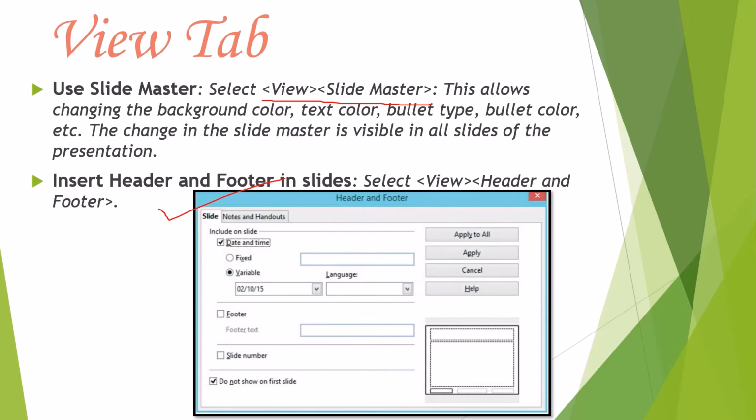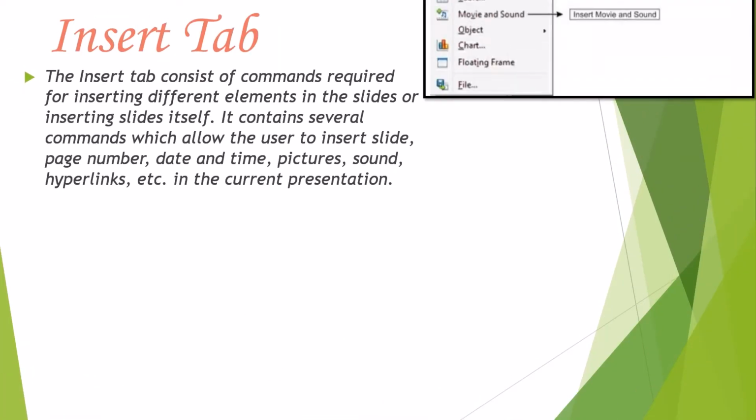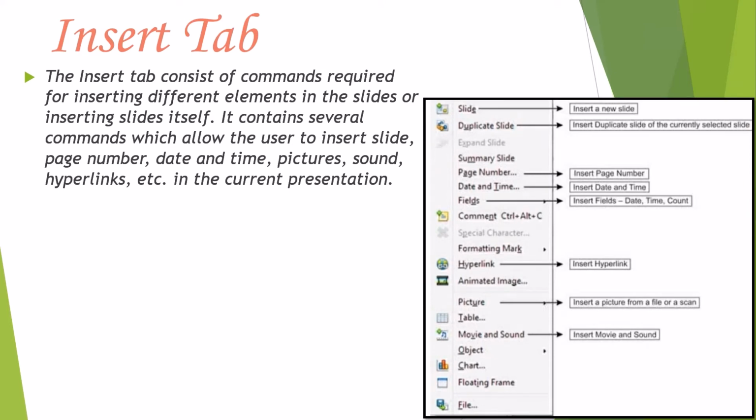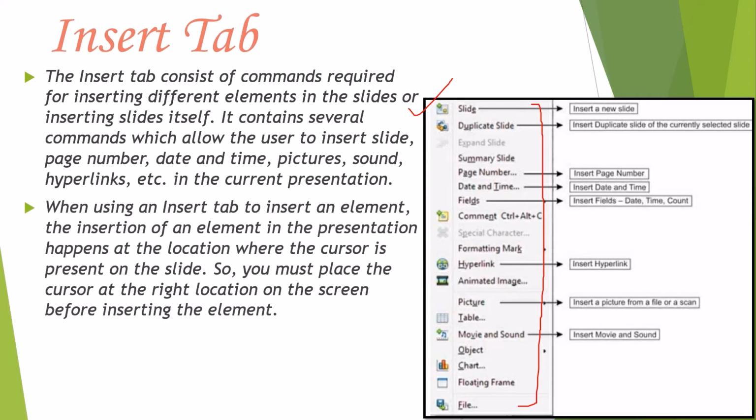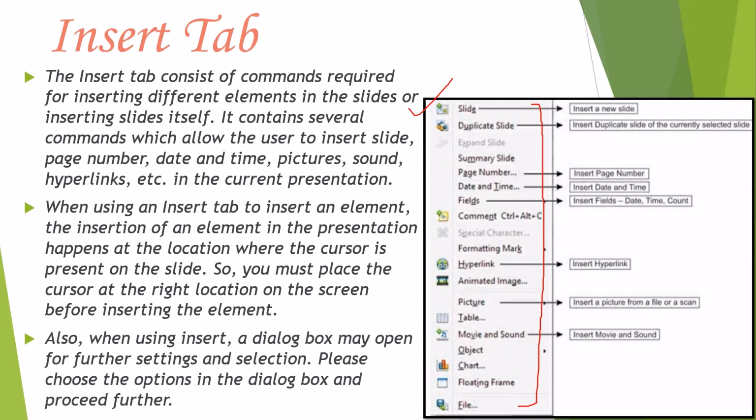Next is the Insert tab. Its name suggests it is used for inserting elements, and here is the image of the Insert tab. Here are the different commands that you will find in the Insert tab. When using the Insert tab to insert an element, as we have already discussed in the word processing software, wherever the cursor is placed, the element will be inserted there only. So whenever you are inserting an element using the Insert tab, you must place the cursor at the right place. Also, when using Insert, a dialog box may open. Whenever you are selecting any command, a further dialog box may open and you may have to change some settings so that you can proceed further.